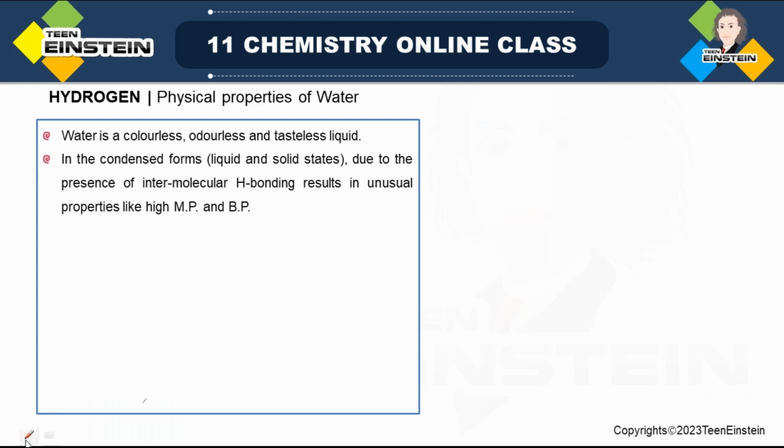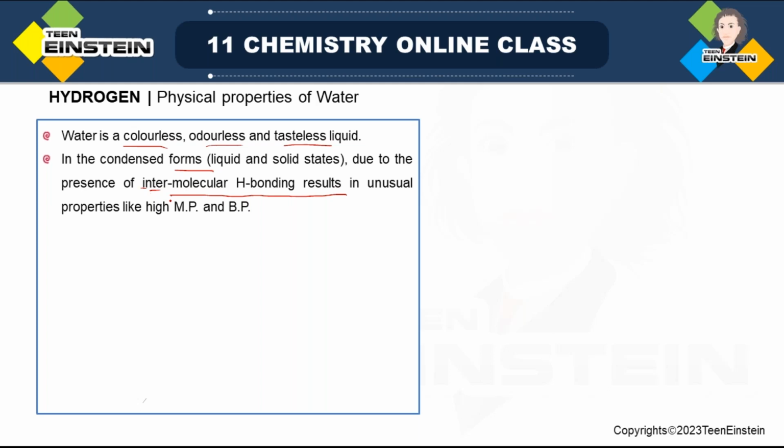Physical properties of water. It is a colorless, odorless, tasteless liquid. We all know that. In its condensed form, that means when it is in liquid form or solid form, there is the presence of intermolecular hydrogen bonding. But when they are in vapor form, there is no such thing. Only in liquid state and solid state is intermolecular hydrogen bonding present. Sorry, it will be intermolecular, not intra; there is a hydrogen bond between two individual molecules.